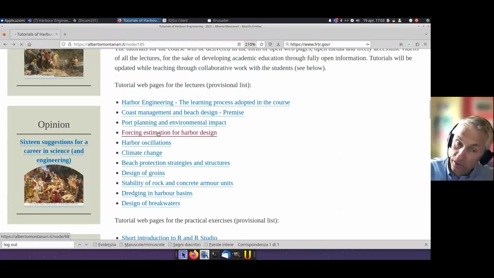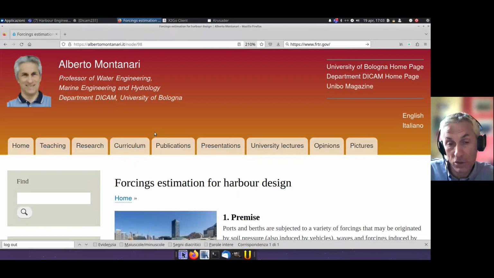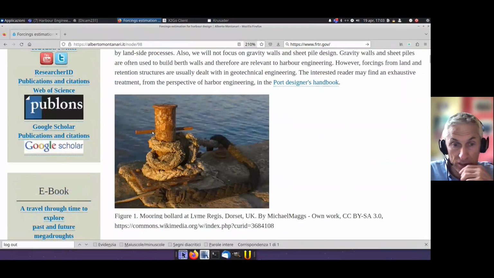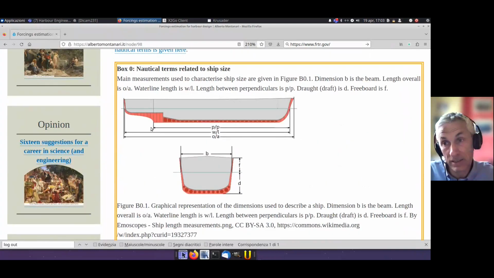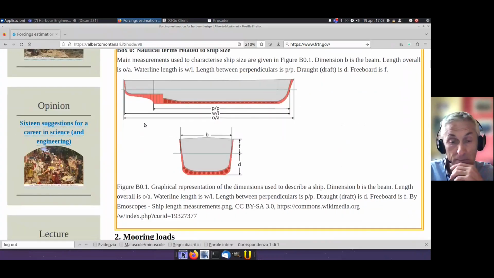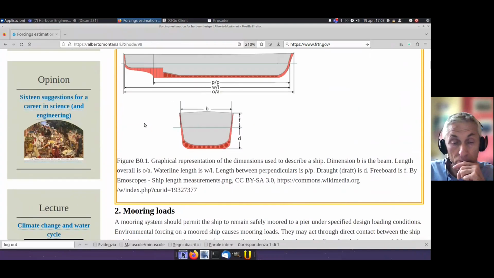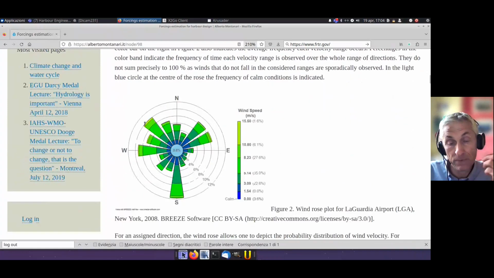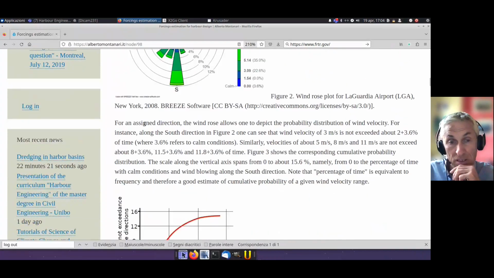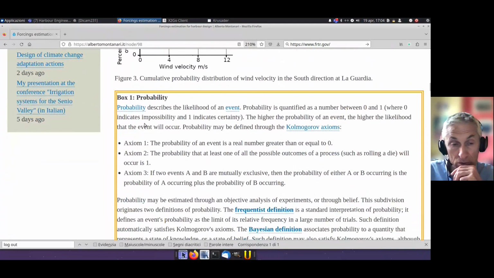Now, forcing estimation, this is probably one of the most asked lectures at the exam. So first of all, definitions of typical dimensions that are used to define the ship size. Mooring loads, and a typical question is wind forces. Also the wind rose may be asked. What is the wind rose?